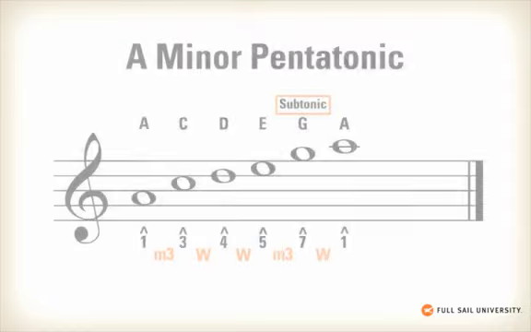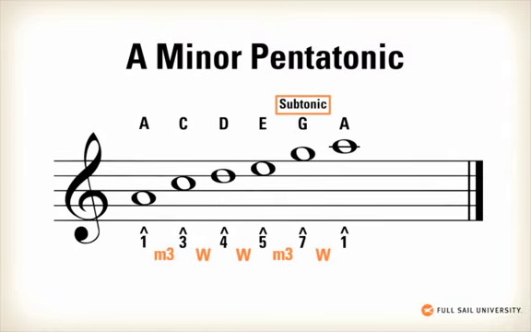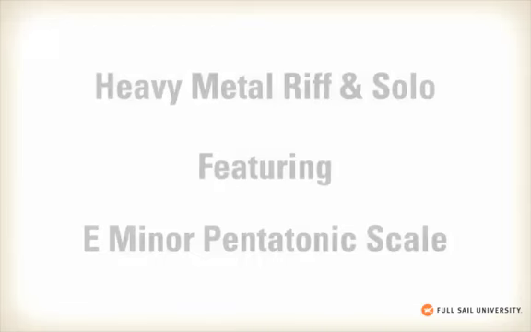The minor pentatonic scale is also used frequently in folk music. The minor pentatonic scale is also famously used in the creation of guitar riffs in the rock genre. Here is an example of a heavy metal riff that is built on the E minor pentatonic scale.